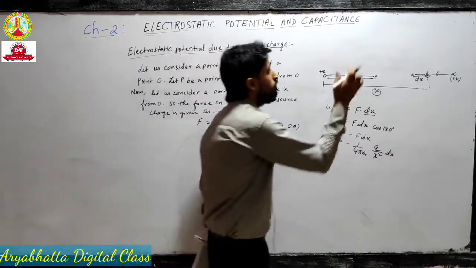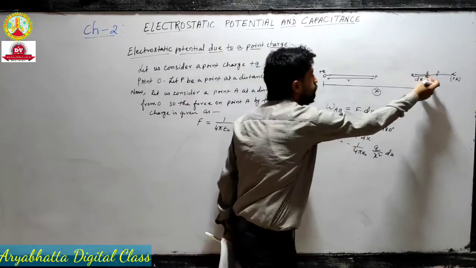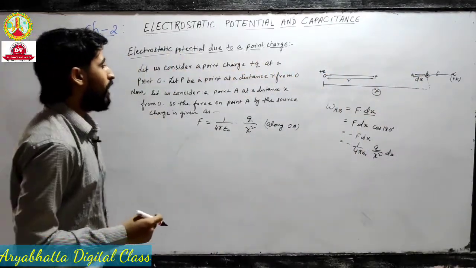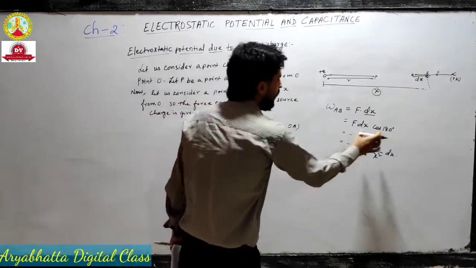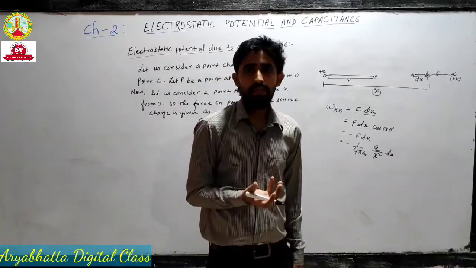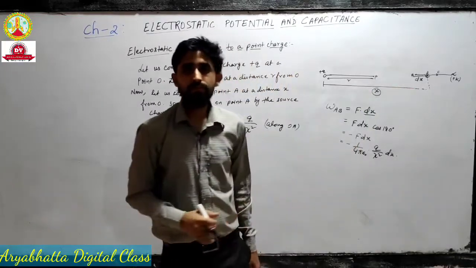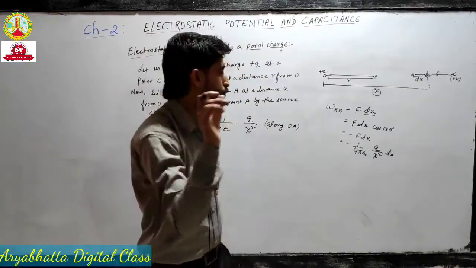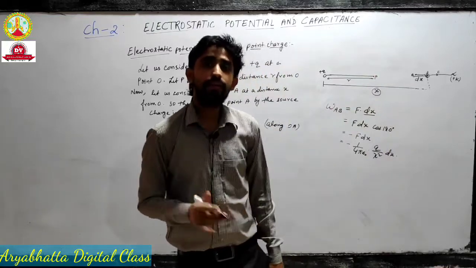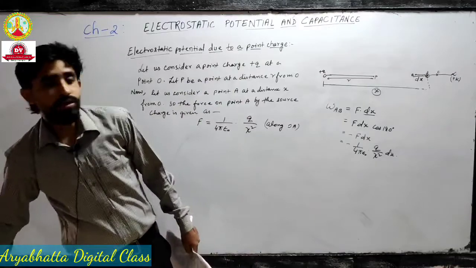Now if I want to find the whole work done from point A to point P, what shall I do? I'll just integrate this. If we want to find the whole as a whole, what we do basically is just integration. We just add up all the things so that we will get our result. Is it clear? Now we will do integration here.